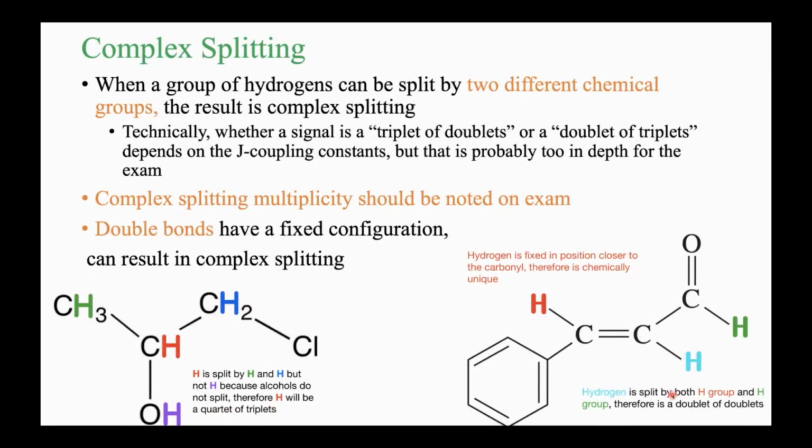We can see that hydrogen is split by both the red hydrogen group and the green hydrogen group. And again, this one's kind of tricky. Sometimes people miss this aldehyde carbon because they're not crossing out these bonds. But the result will be a doublet of doublets because there's 1 green and 1 red within proximity to this blue hydrogen.